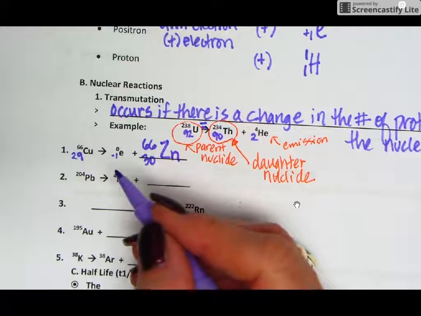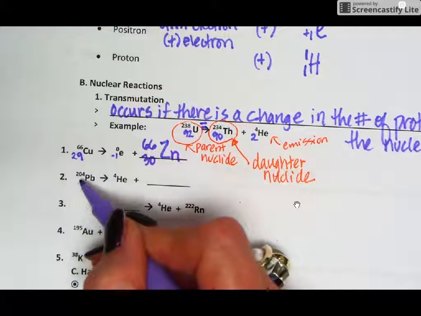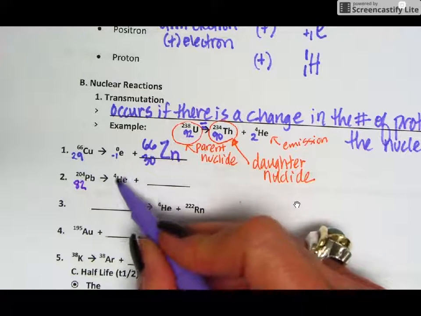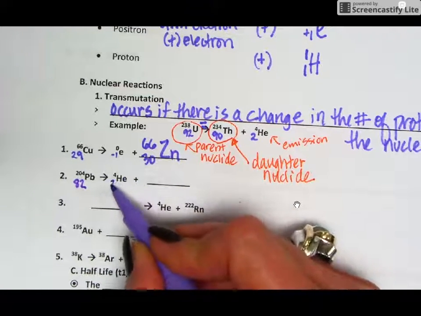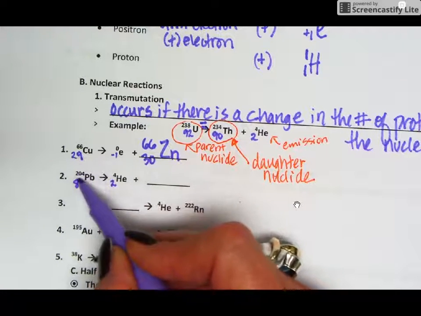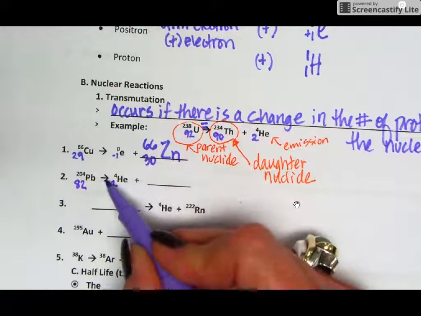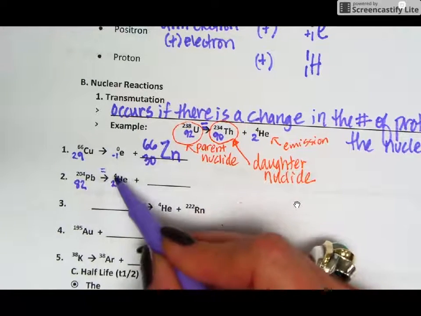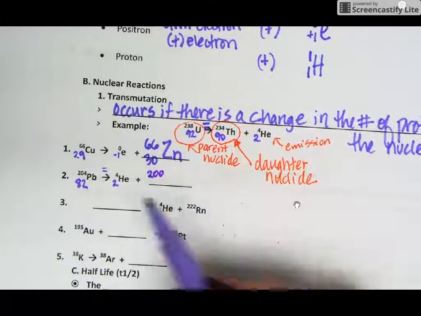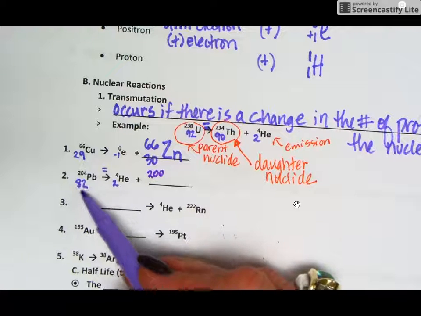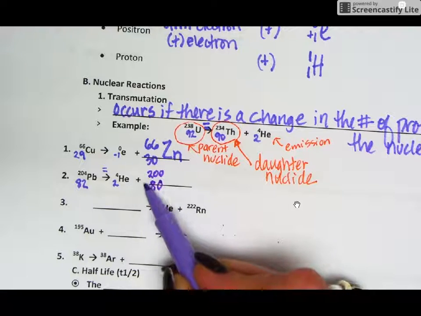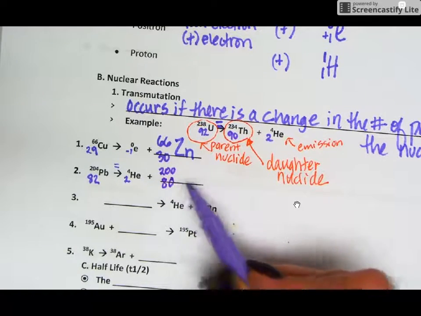All right, so let's look at example 2. Here we have lead 204 over 82, and it's emitting an alpha particle. This is an alpha emission, 4 over 2 He. So here's our yield sign. The only superscript on this side is 204. So 204 equals 4 plus what? That's right, 200. 200 plus 4 is 204. And on the subscripts, 82 is the only subscript on this side. So 2 plus 80 equals 82. So that means this element is element number 80.